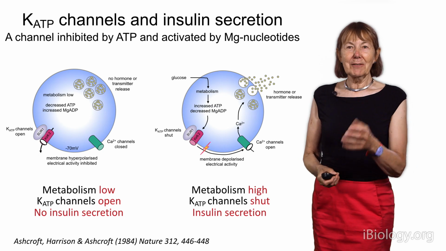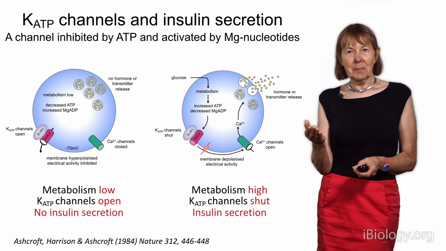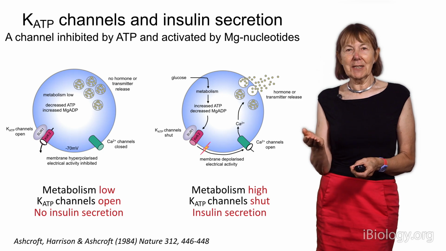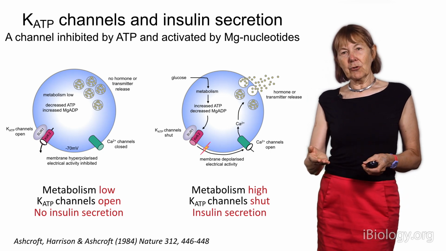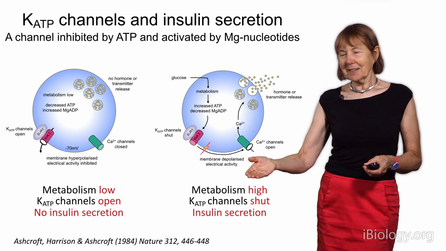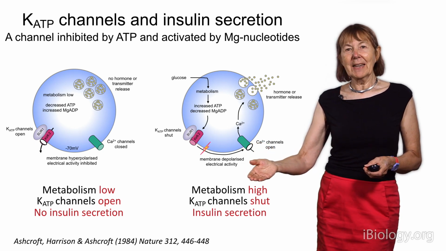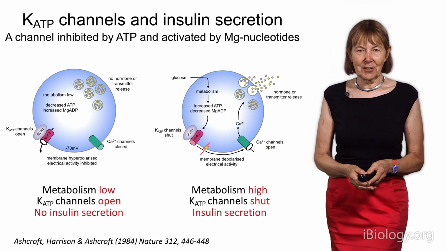However, when your blood sugar level goes up, glucose is taken up, metabolized, broken down by the cell to produce a chemical which is known as ATP. And ATP binds to the potassium channels and shuts them. And the consequence of that is that the membrane drifts to a more positive potential and the calcium channels, you see here, then open. And so calcium can flood into the cell and stimulate insulin secretion.